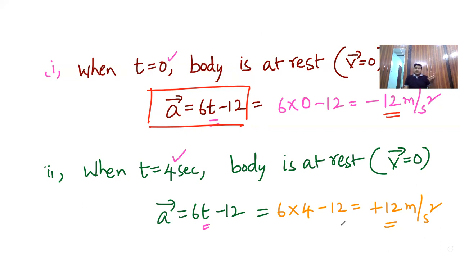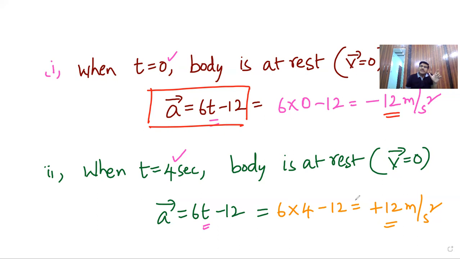When t is equal to 0, we got minus 12 meter per second square. At that time also, the body was at rest. Velocity was 0 at that time. When t is equal to 4 seconds also, the body was at rest. Velocity became 0. At that time also, acceleration from the same expression, we got as 12 meter per second square. So this is how we calculated.